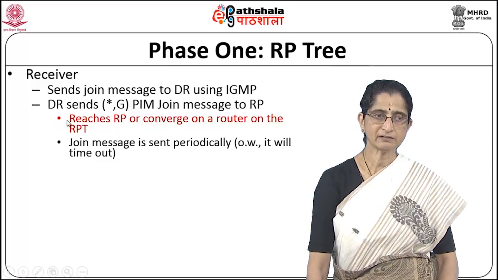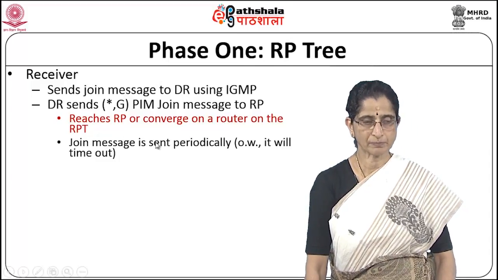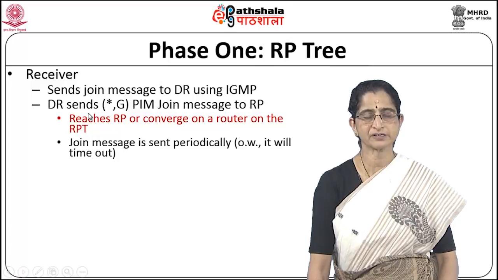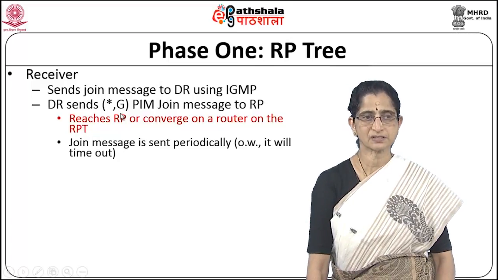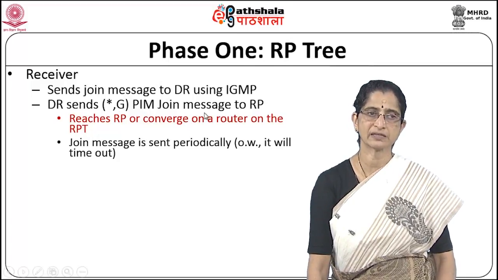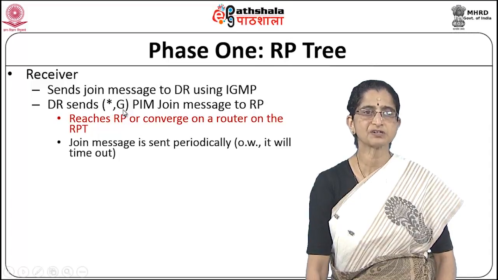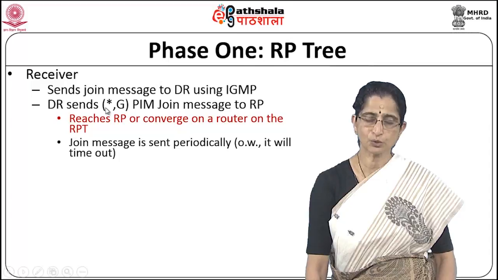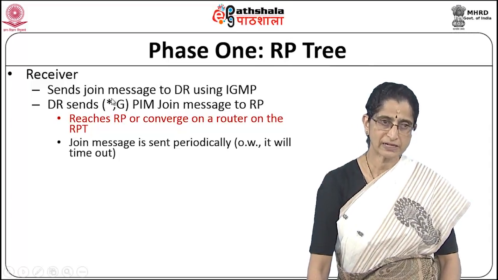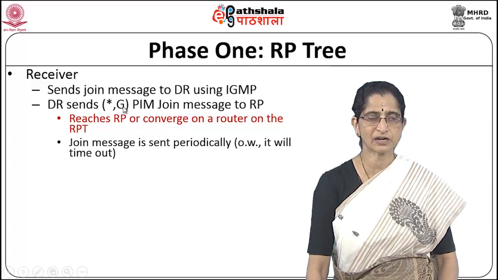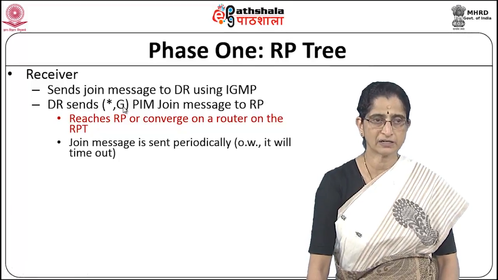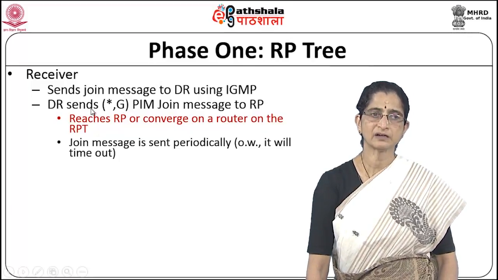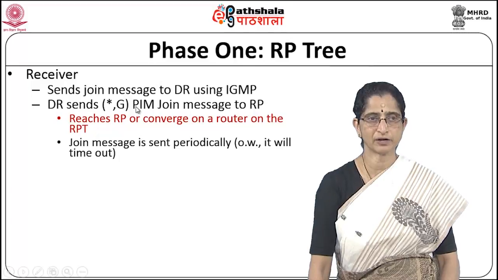Now the DR is part of the PIM protocol. So the DR, the designated router, will now send a *,G PIM join message saying that whoever the source may be, it is interested in joining this group. The star here essentially refers to the fact that the source is wildcarded. Anybody could be the source, but as long as the destination address is the multicast group address G, then the DR is interested in joining that particular group.